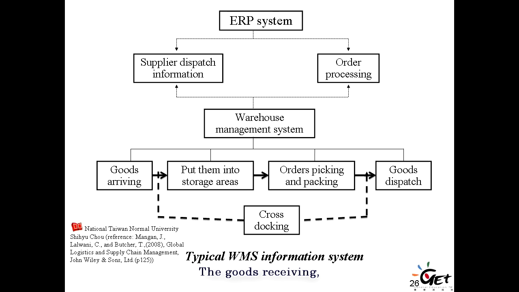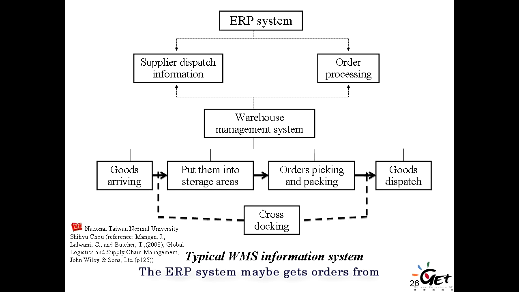The goods receiving, putting the goods into the storage areas, order picking and packing, and goods dispatching. The automated information system can generate exact instructions for the employees to perform their tasks. Of course, these warehouse information systems also interface with the company's MIS or the company's ERP system.